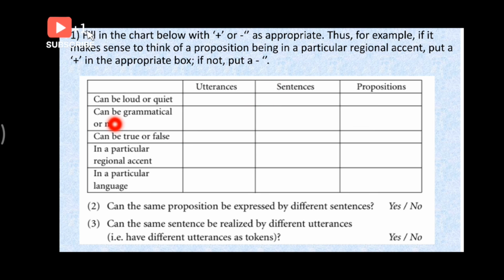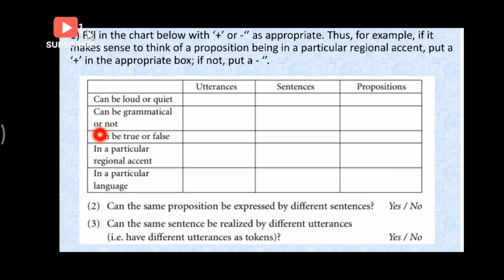Let's see. Can be loud or quiet. Utterance: an utterance can be loud or quiet, plus. Sentence can be loud or quiet? No, because a sentence we have in mind. Proposition can be loud or quiet? No, because we have it in mind. So here comes plus, because an utterance can be loud or quiet. I say, "I am a teacher." "I'm a teacher." "I am a teacher." So you see that an utterance can be loud or quiet. Sentence is in the mind, minus. Proposition is in the mind, so minus, minus, plus.